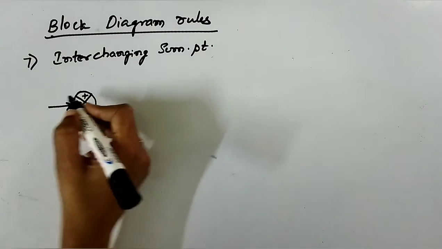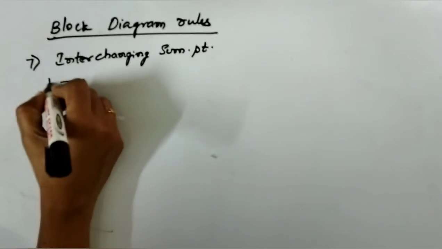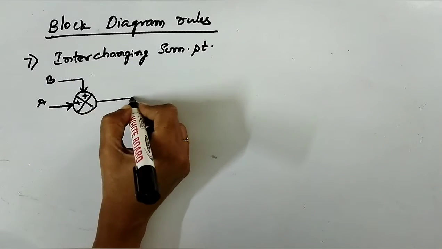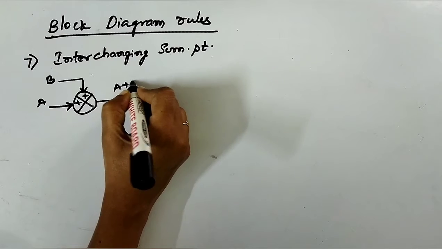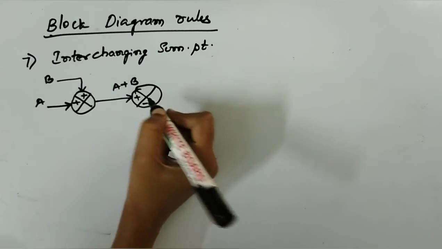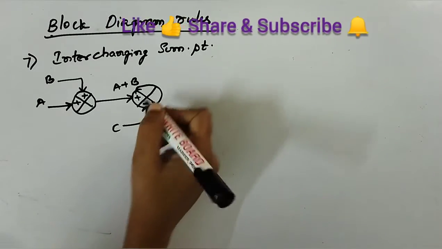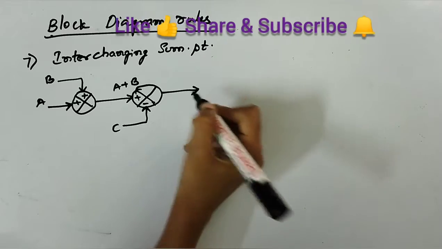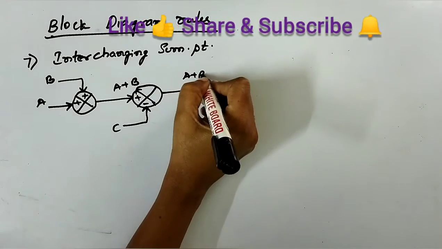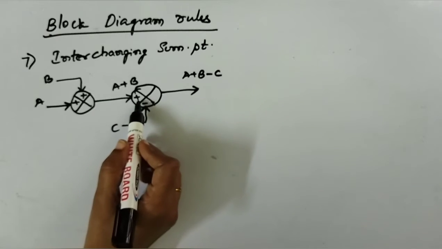Plus here, where A is the input and we have another input B. That would give us A plus B. We have one more summing point, plus minus here. Then C is one more input here. That would leave us with A plus B minus C. Now we interchange this one to this place and this one to this place.